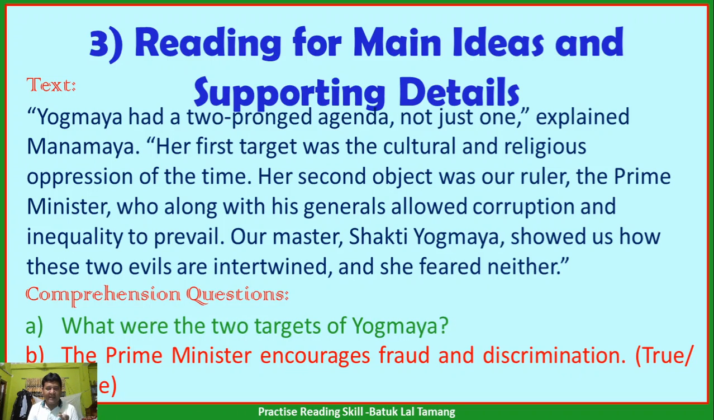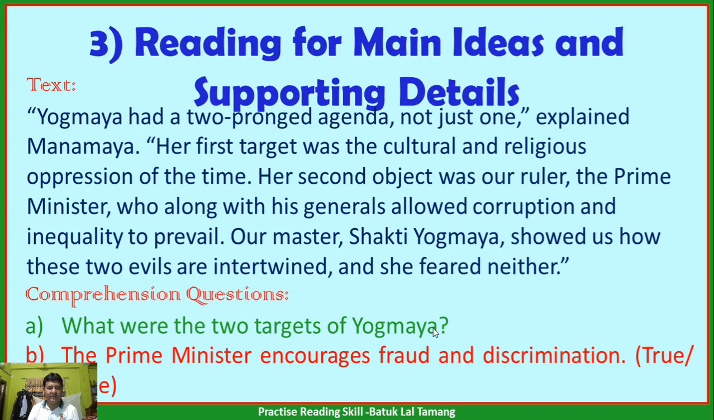The two targets of Yogamaya, this is the main idea, and the supporting details are: the first target was the cultural and religious oppression of the time. This is the first target, and the second object was the ruler, the prime minister, who, along with his generals, army generals, allowed corruption and inequality to prevail, to continue. So these are the two supporting details. So you can give these as the content of the answer.